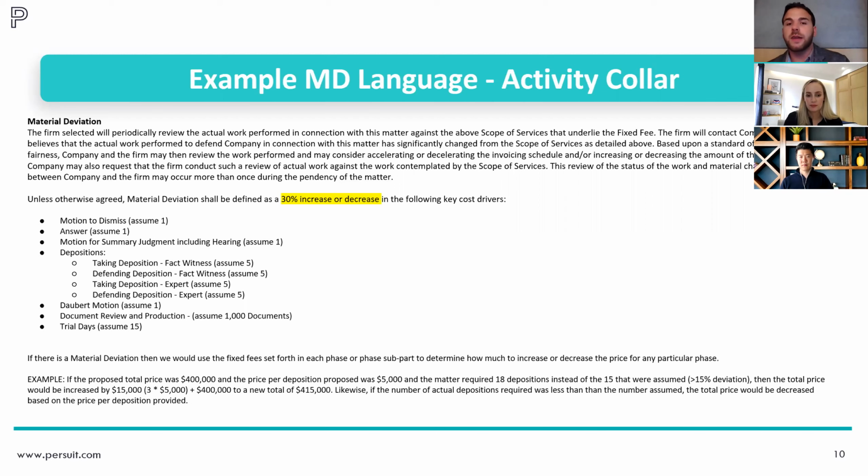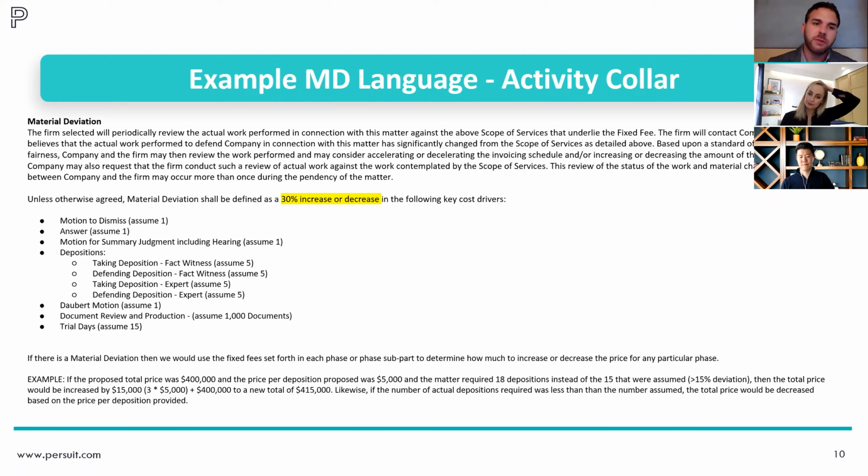And it happens not only on the high end, but also on the low end. So if we said we assumed 10 depositions and we only needed 5, well, that's more than a 30% change. So now we would adjust the price downward, and we have a price per deposition that's been proposed in the RFP. So we know exactly how much to reduce the price by. So that helps you to adjust your AFA without having to go back and look at the hourly billing.